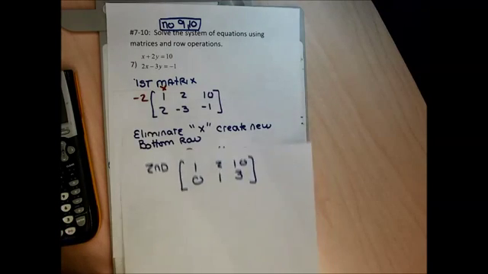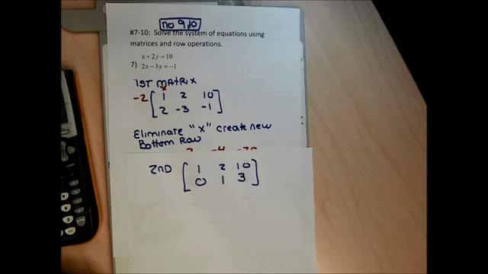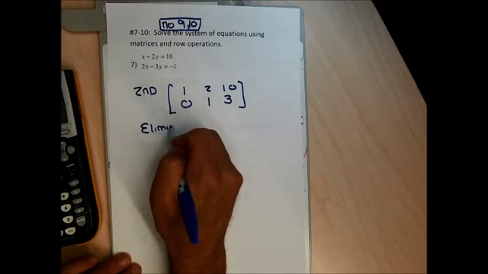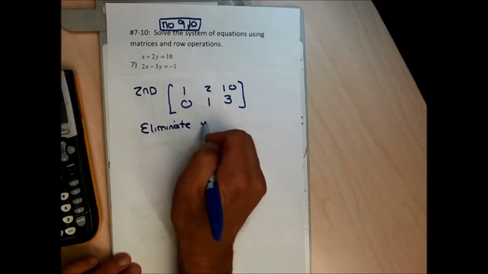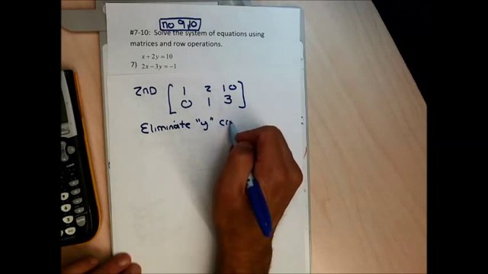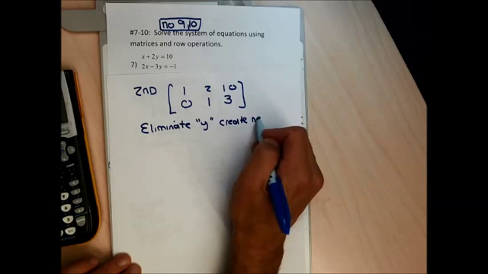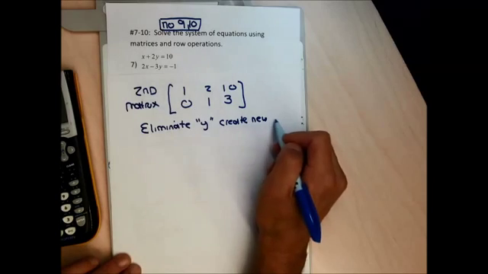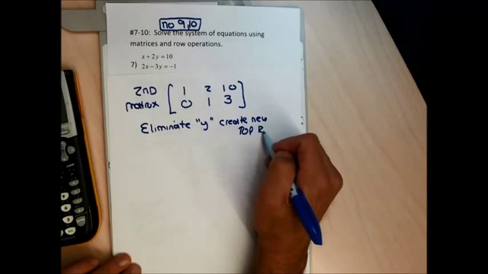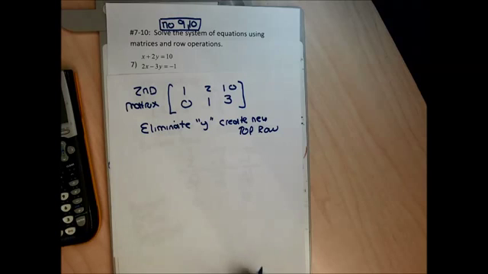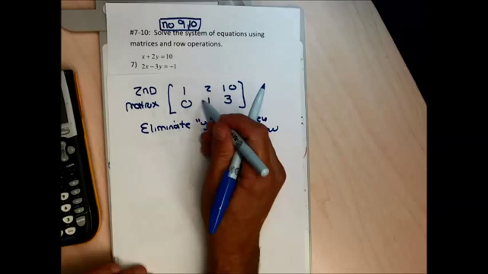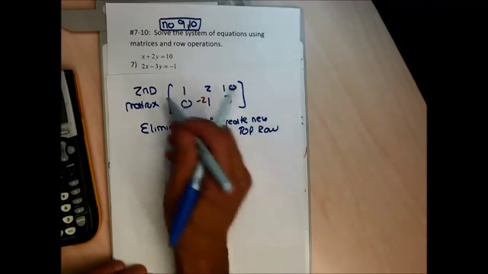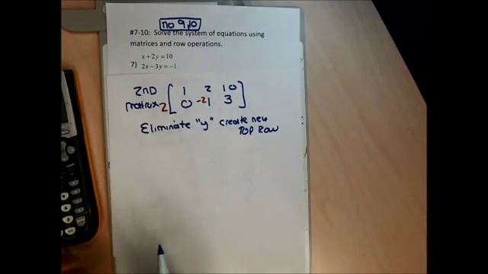So on the first step, I eliminate the x's and create a new bottom row. On the second step, I'm going to eliminate the y's and create a new top row. And that's going to be it. That's going to have my answer staring at me in the right-hand column. I'm going to make this 1 into a negative 2 so that the numbers will cancel. I'm going to multiply everything in the bottom row by 2 here in a second.